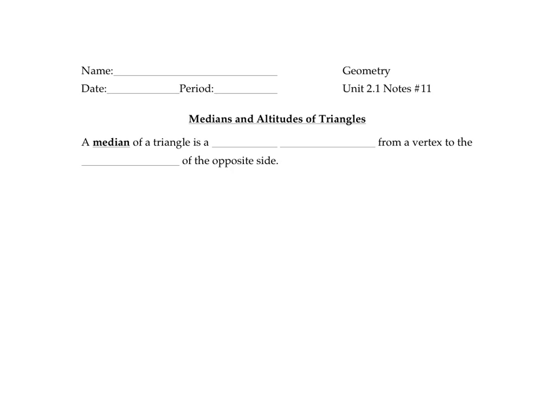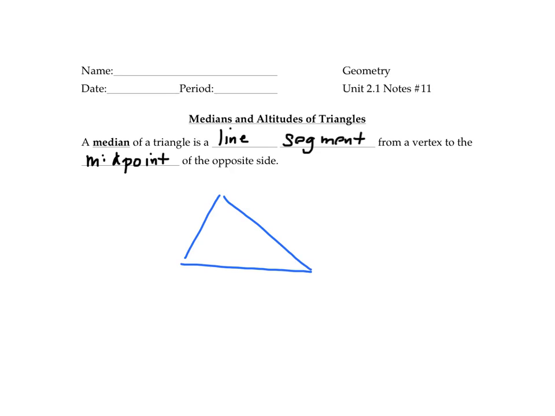A median of a triangle is a line segment from a vertex to the midpoint of the opposite side. So let's take a look at a triangle. I'll just show you one median to start with. In this triangle, if we are given information that this point was the midpoint of this side, either through markings or written given information, if we connected this vertex to that midpoint, this line segment that we'll call AM would be an example of a median.